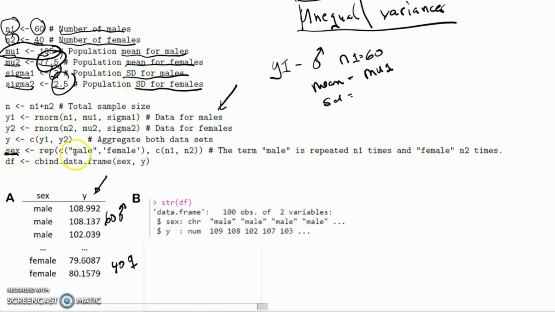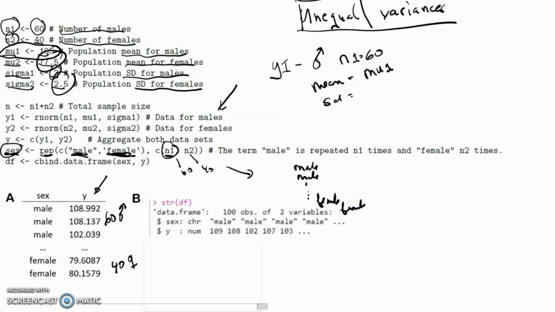And here's the code to do that. We're going to use the repeat function. We're going to have male and female. And how many times are we going to repeat the character male? How many times are we going to repeat the character female? We're going to repeat the character male N1 or 60 times, and we're going to repeat the character female 40 times. So now we're going to have sex, which is simply a character vector that is male, male, ... female, female.